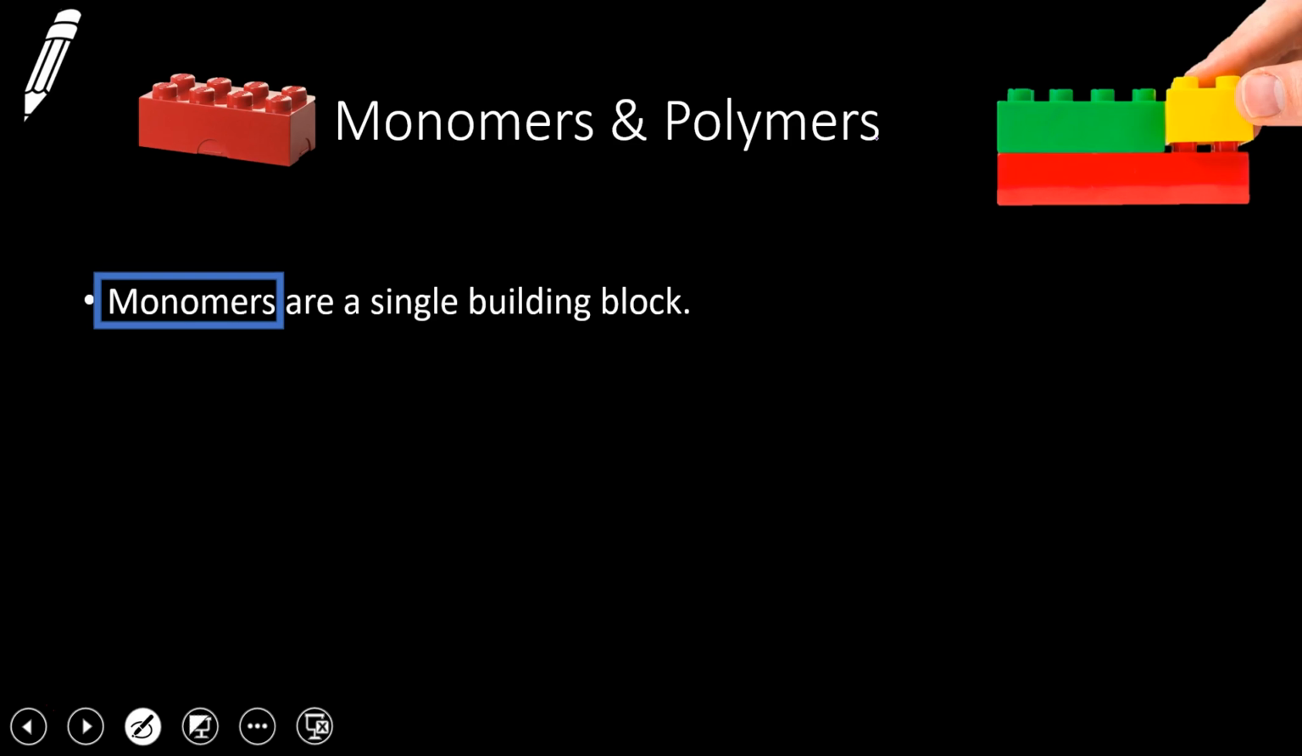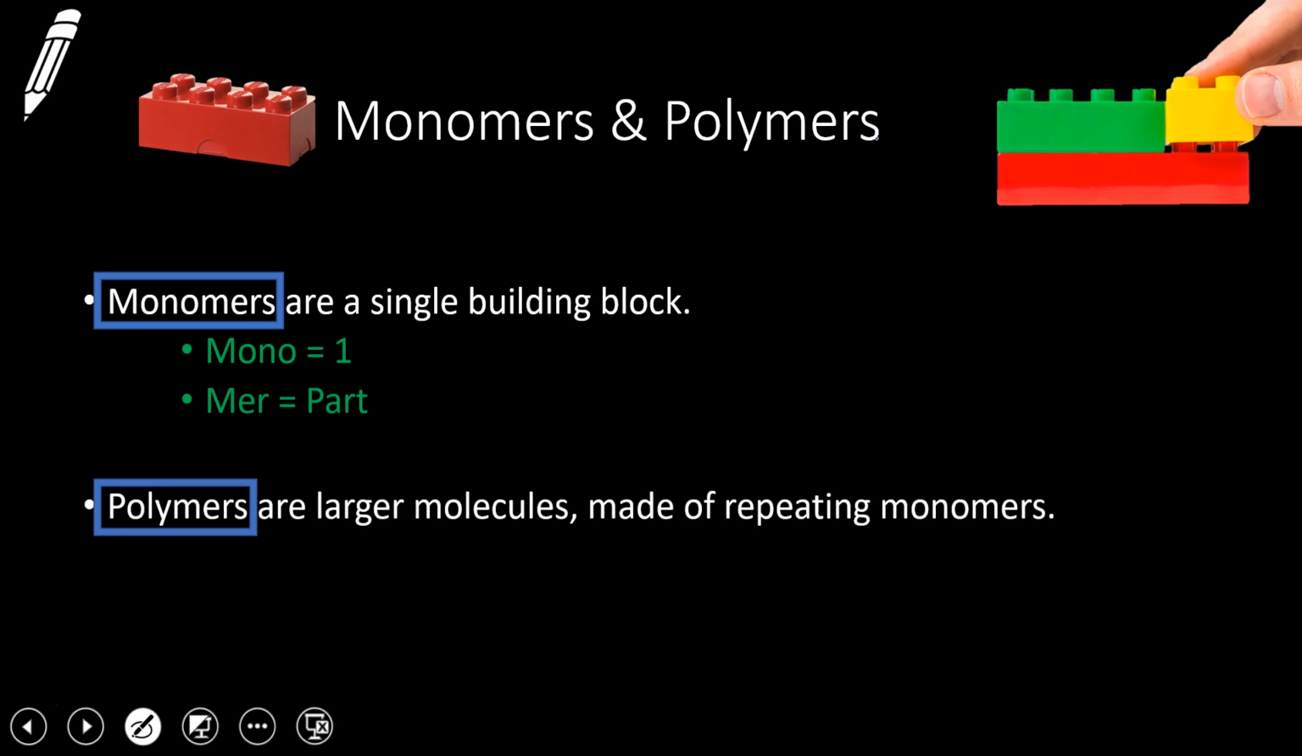So, go ahead and take note of this slide. Monomers are a single building block. Mono means one. Mer means part or unit or building block. Okay? Polymers, they are large molecules. They're actually huge for being molecules. They're made up of repeating monomers, repeating building blocks. Poly means many. Mer, again, means part.